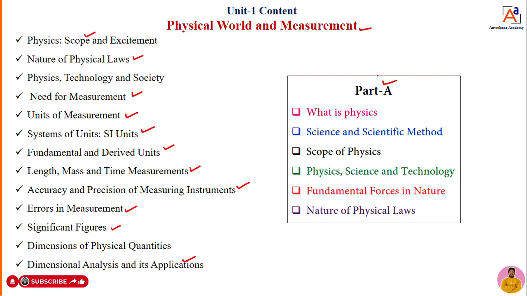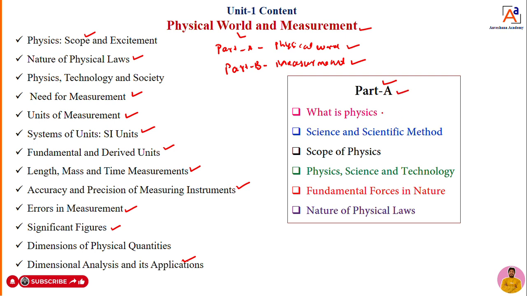That is part A and part B. In part A, we are going to discuss about physical world. In part B, we are going to discuss about measurement. So, in unit 1, we're having two parts, part A and part B. In part A, we're going to discuss about physical world. Part B, we're going to discuss about measurement.